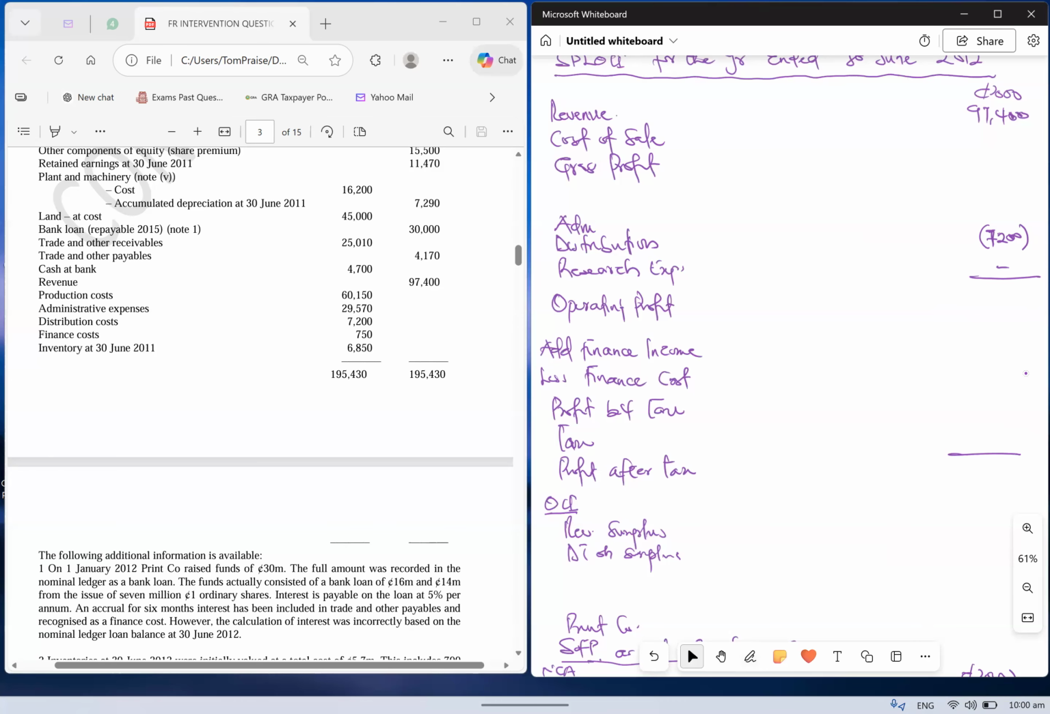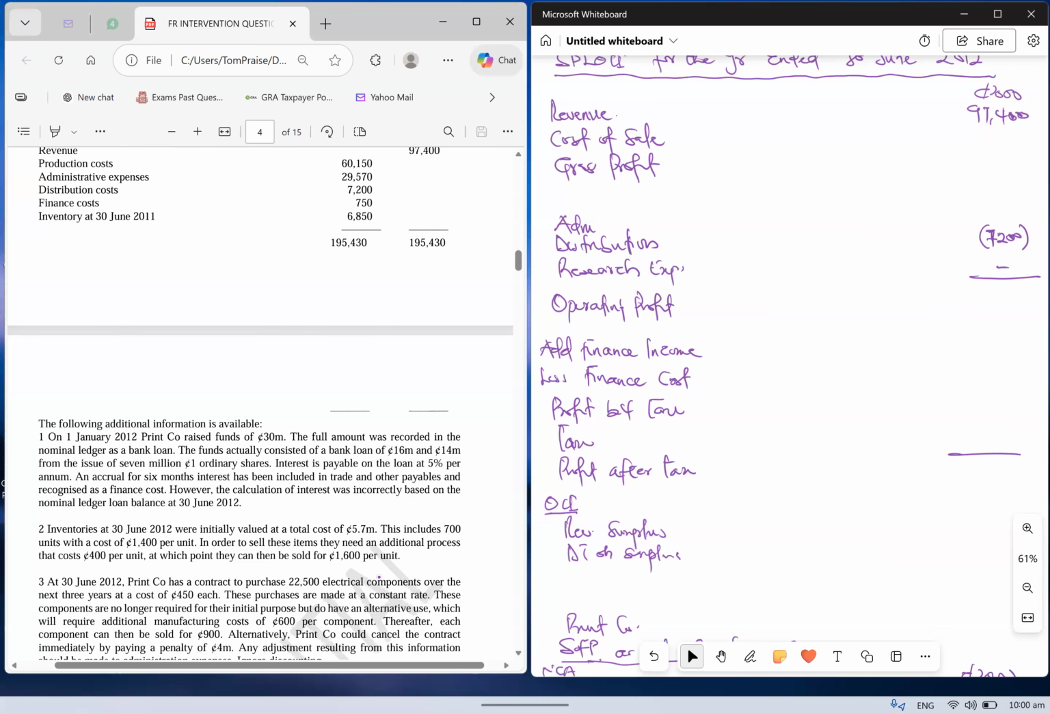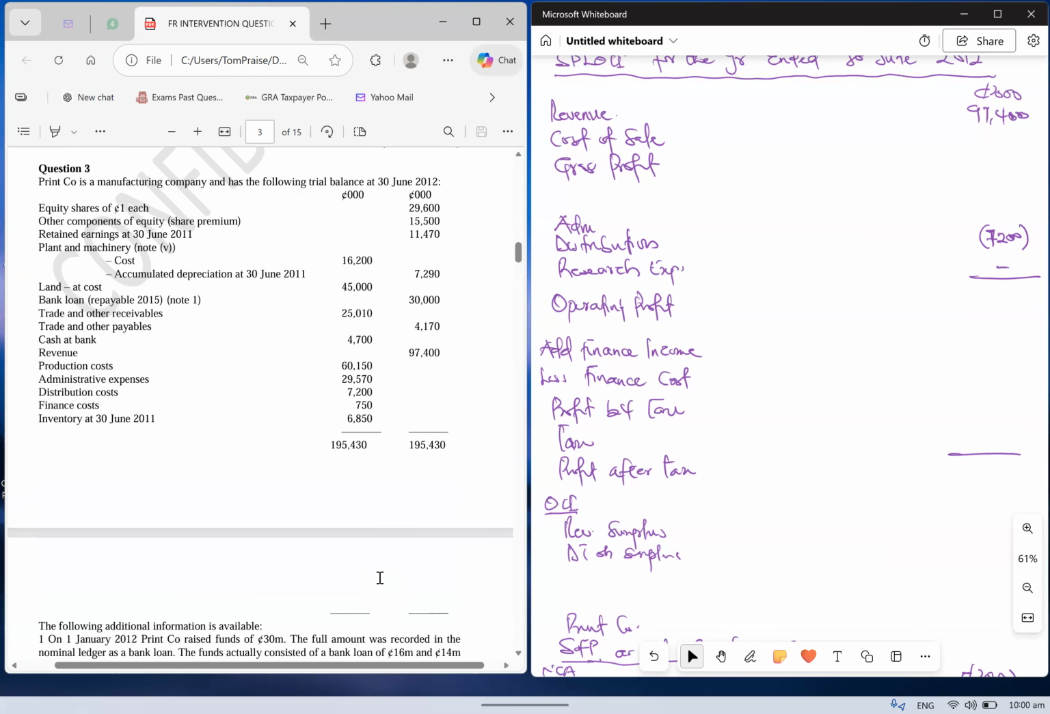Finance cost. Is there anything about finance cost? I think so, because we read something about interest around this one. They said that the interest was regarded as a finance cost. You do something about it. What about investment income? Do we have investment income in the question? We don't have any investment income in the question, so you can put a dash there. Finance income.